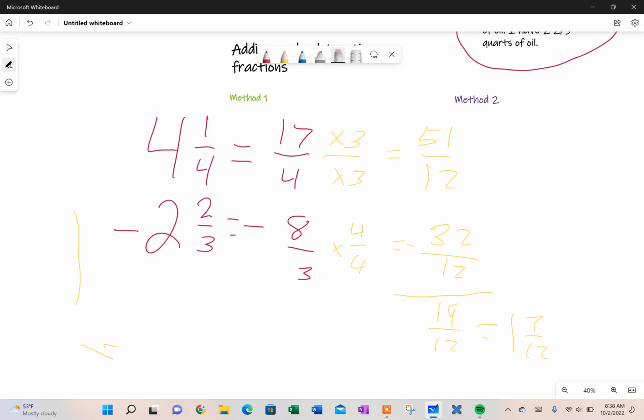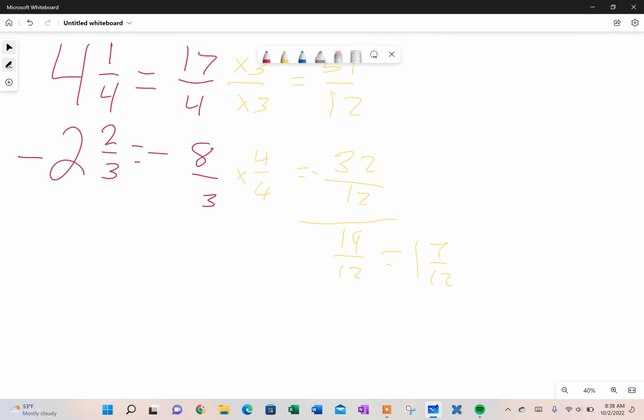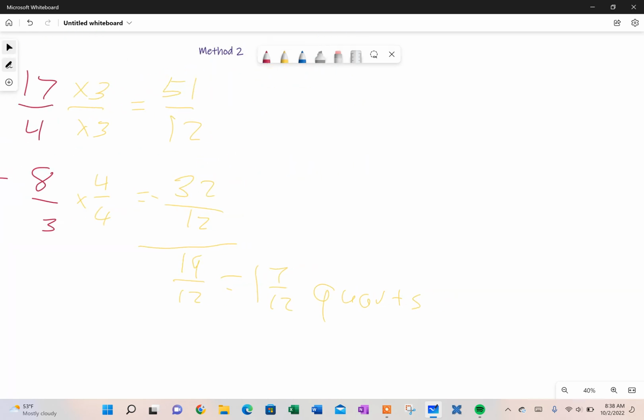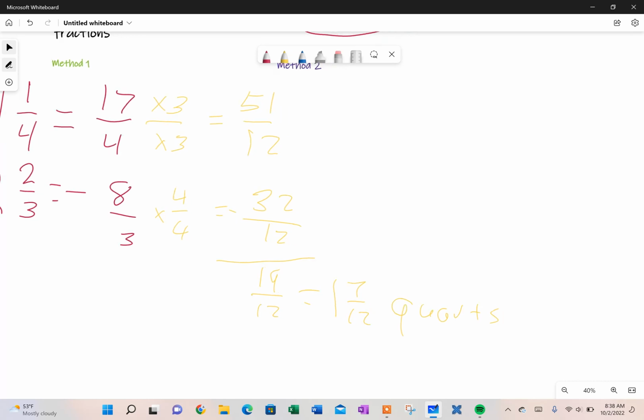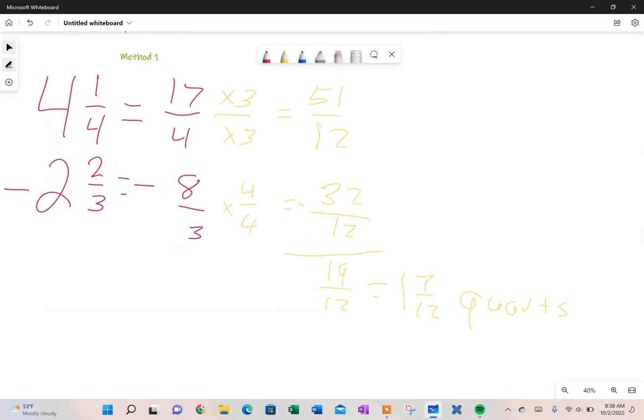Now, 1 7/12 quarts is kind of a hard thing to think about. But I know that 6/12 is a half. So it's going to be just a little bit more than 1½ quarts. And if you're working with oil and you're changing the oil on your car, that might make a little bit more sense. So just a tiny bit more than 1½.